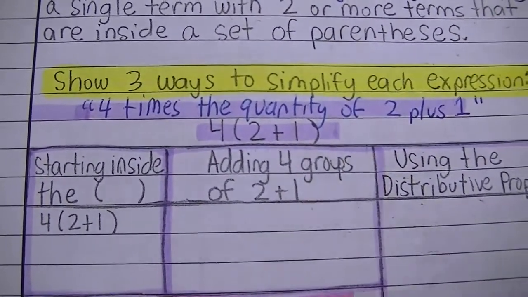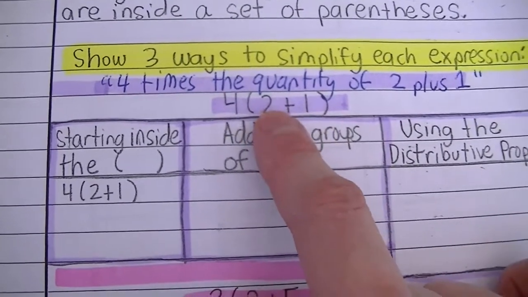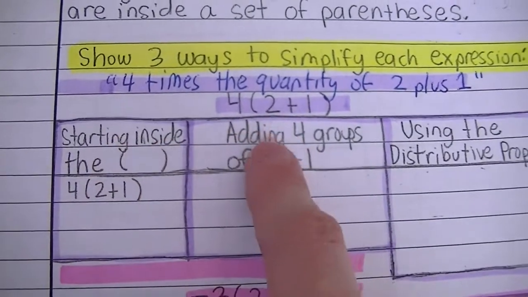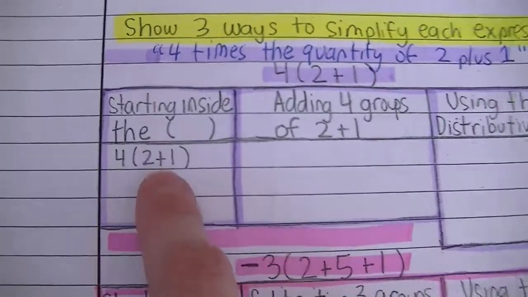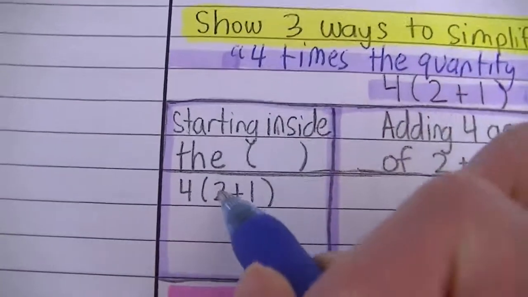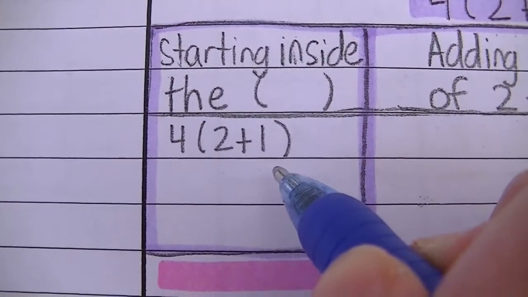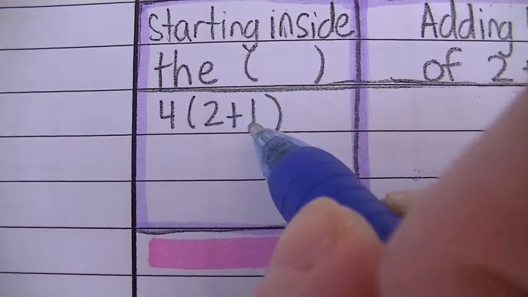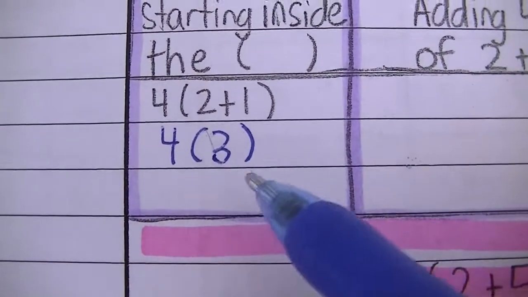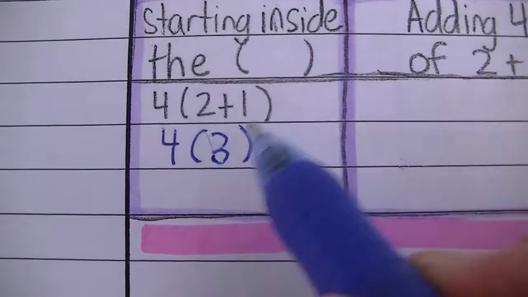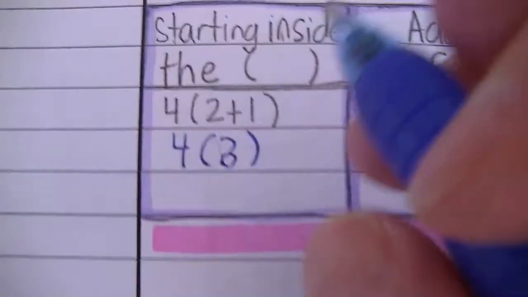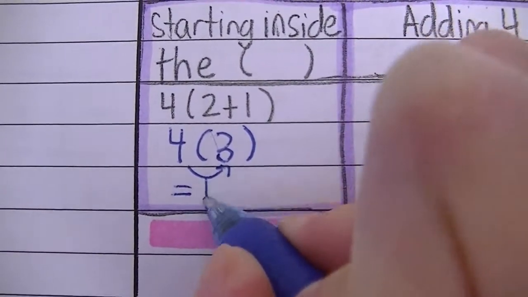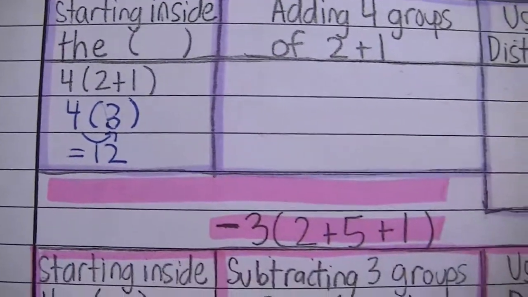All right, now we've got to show 3 ways to simplify this expression. The 3 ways I'm going to show you are starting inside the parentheses, adding 4 groups of 2 plus 1, and then using the distributive property, okay? So let's start inside the parentheses. Like in the order of operations where they say the grouping symbols go first, I see right here I have 2 plus 1, which is 3. And from there, I don't see any exponents, but then we'd multiply and divide from left to right. And we know that when you have a number right outside parentheses like that, that means to multiply. So it's really 4 times 3, which would give you 12. All right, so we're done with that problem.